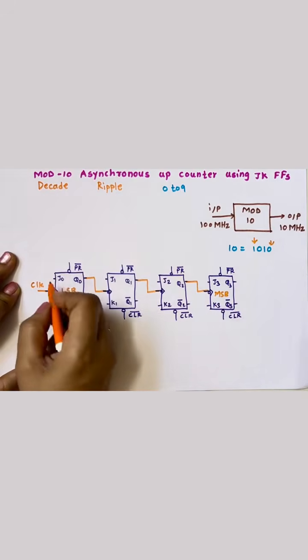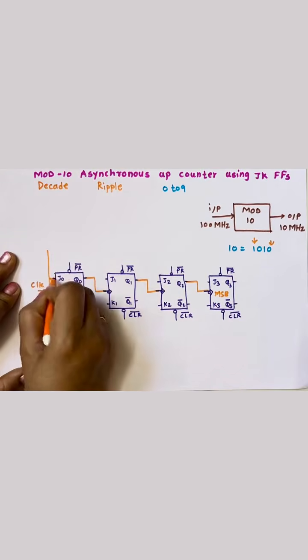The best part of an asynchronous counter is that the design is very easy. J and K inputs are simply connected to VCC.